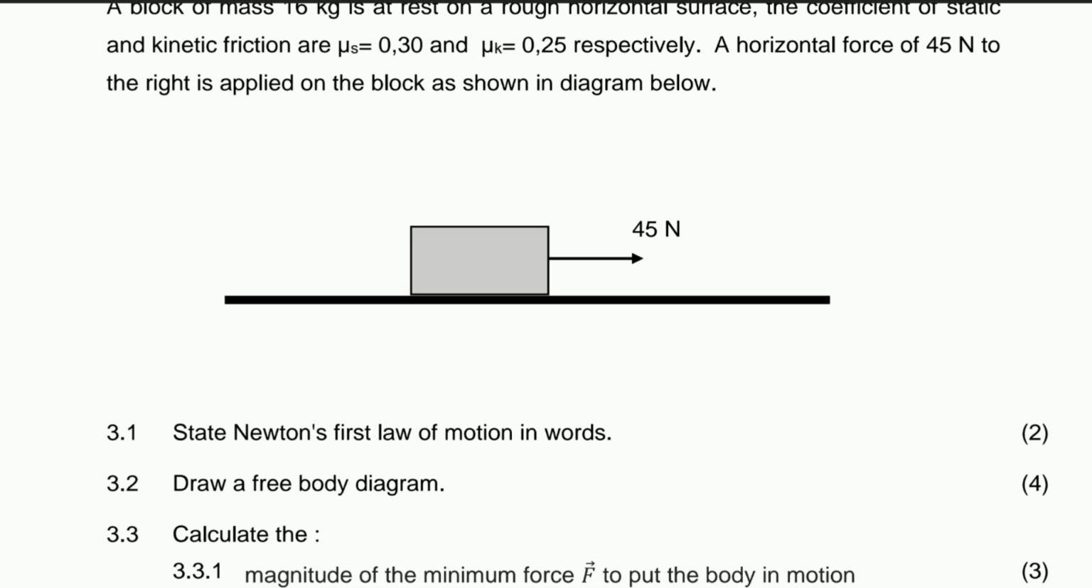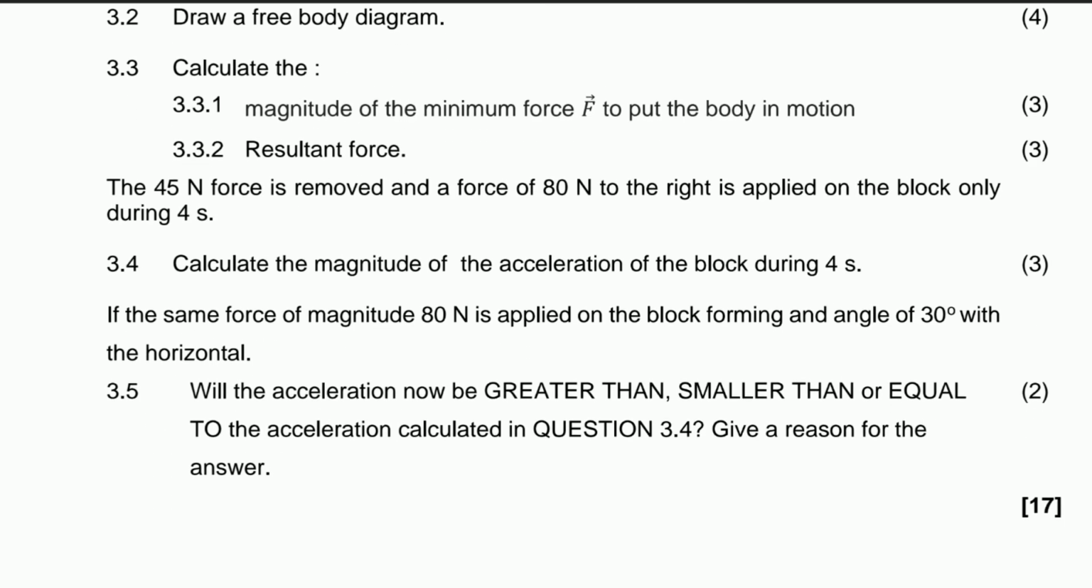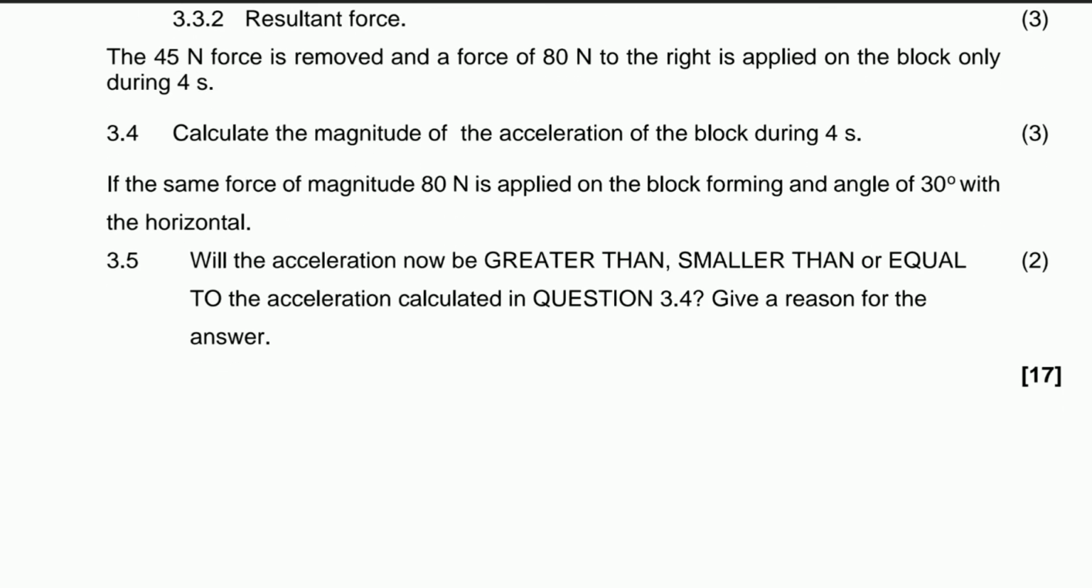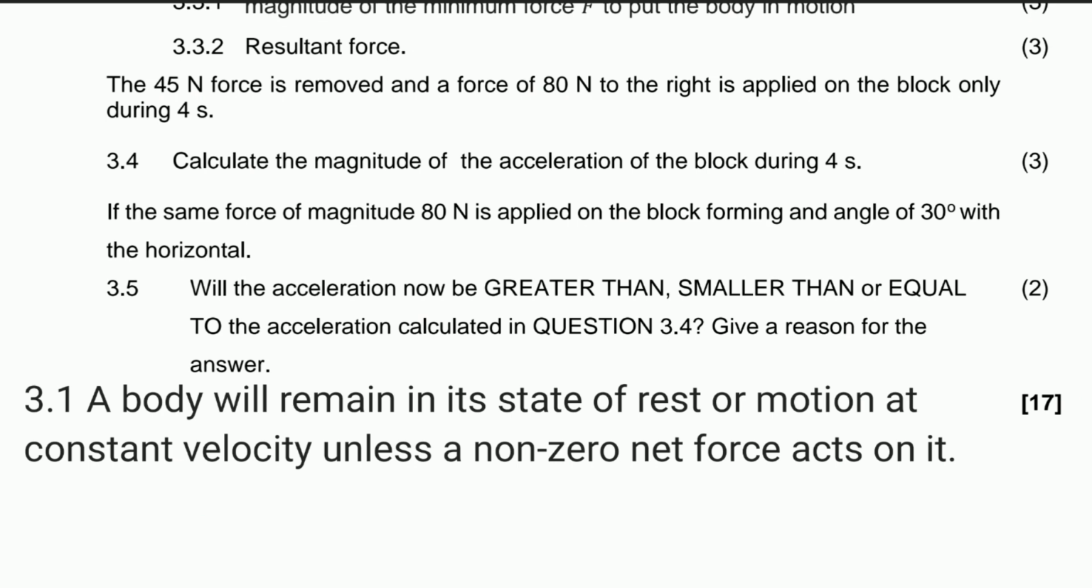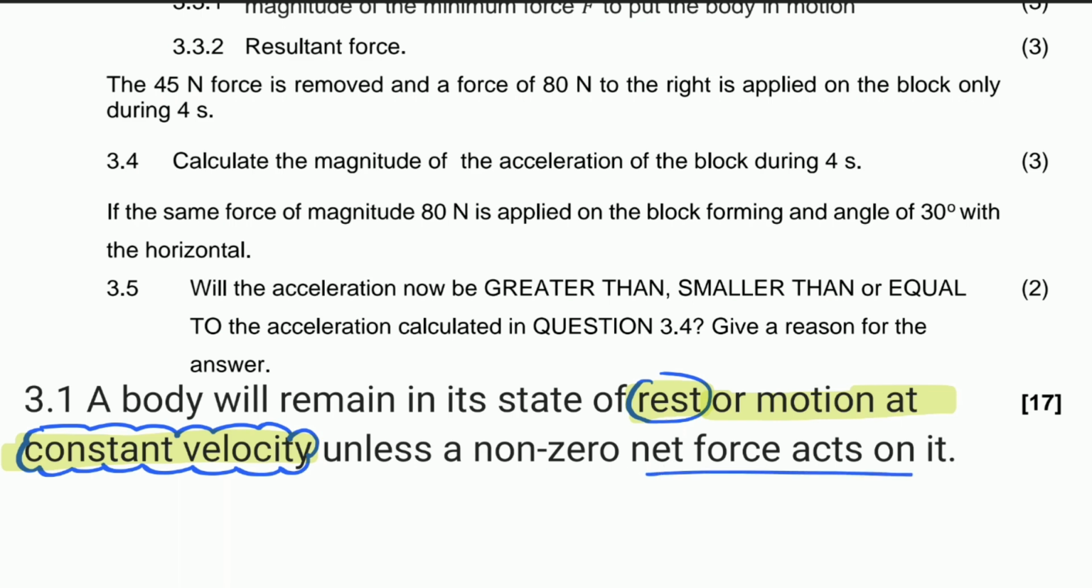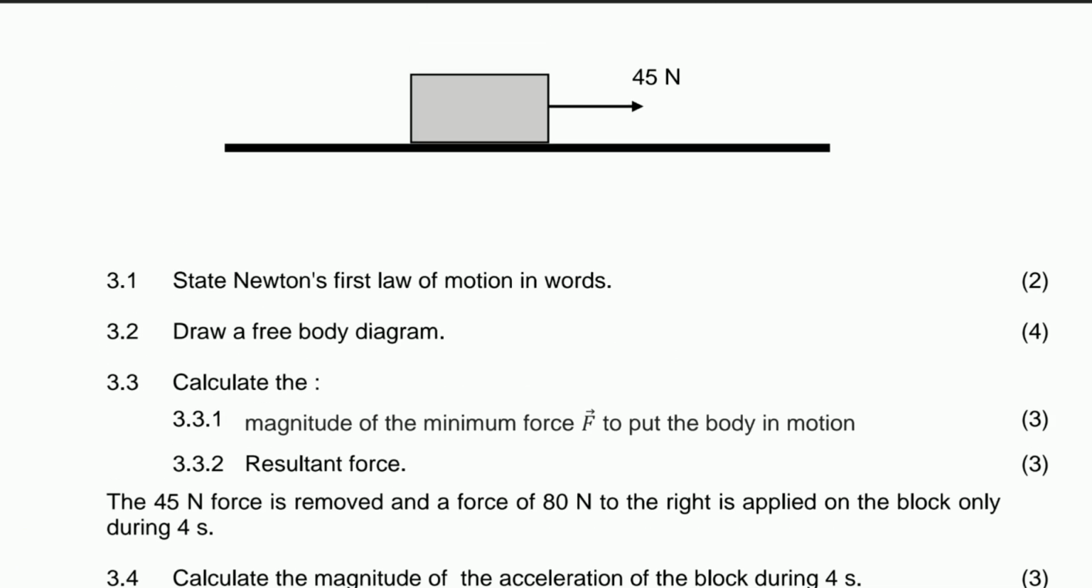Question 3.1: state Newton's first law of motion in words. This law states that a body will remain in a state of rest or moving at constant velocity. That part is important: either rest or moving at constant velocity. Those are very important parts in this definition. Unless a net force, not zero net force, acts on the object. That is Newton's first law that you have to learn.